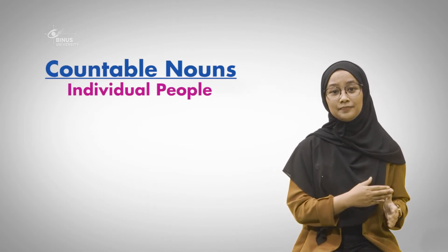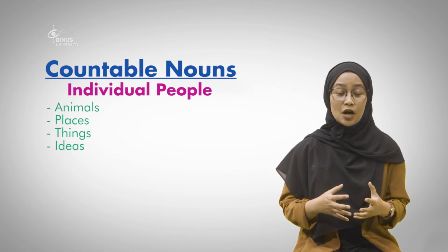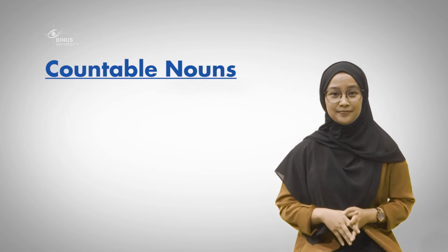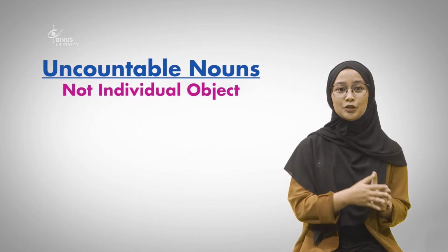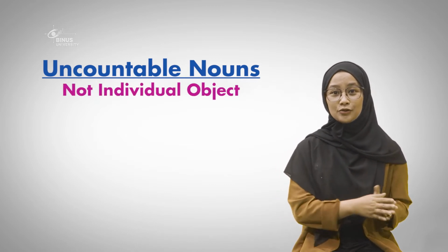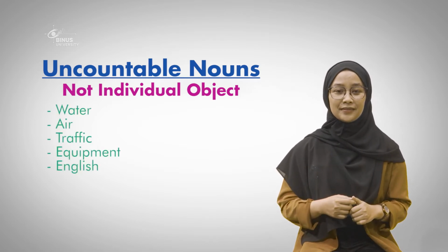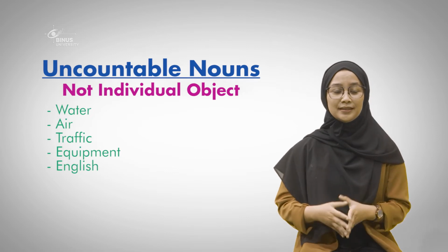Understanding countable and uncountable nouns. In English grammar, countable nouns are individual people, animals, places, things, or ideas which can be counted. For example, computer, two houses, and others. Uncountable nouns are not individual objects, so they cannot be counted, such as water, air, traffic, equipment, English, and others. Notice that singular verbs are used with singular countable nouns, while plural verbs are used with plural countable nouns. Take a look at this example.